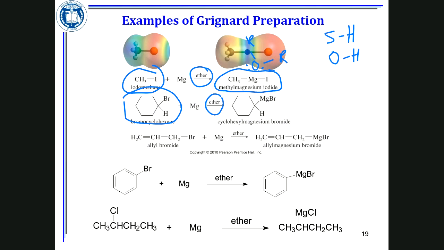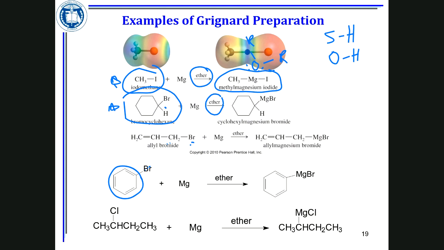But look at this pattern. You can start with any type of carbon-halogen bond, and you end up with a Grignard. So this is the alkyl, that's a cycloalkyl, you have the allyl bromide. So alkyl bromide, cycloalkyl bromide, allyl bromide. You could have aryl bromide, a benzene ring attached to bromine.